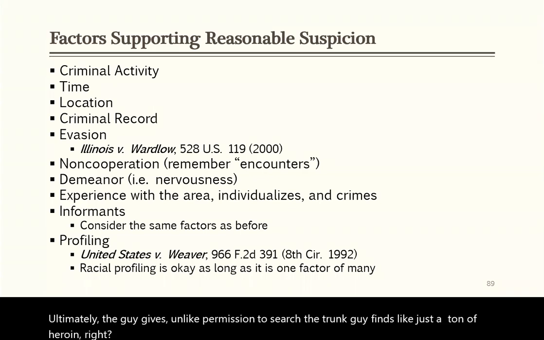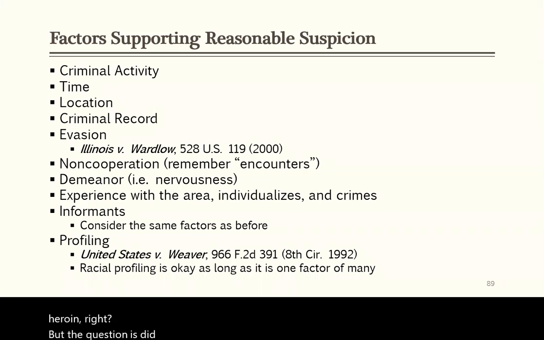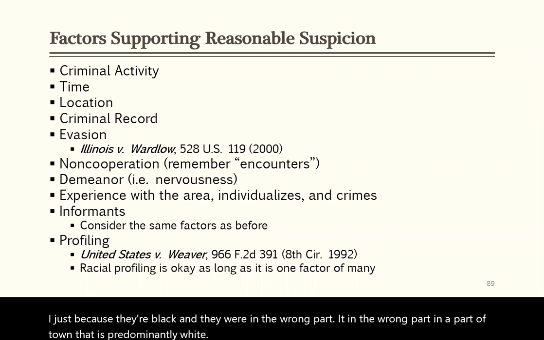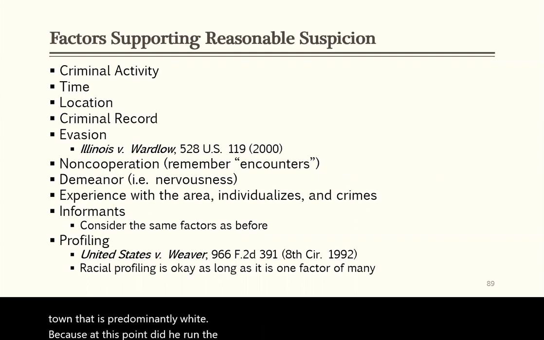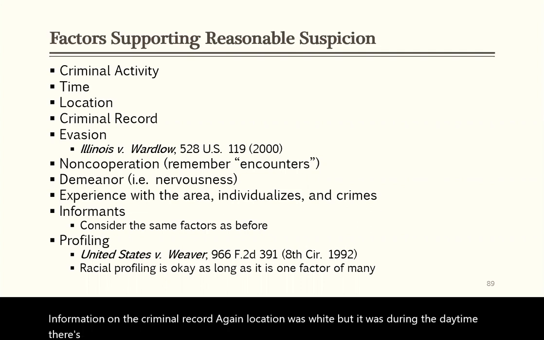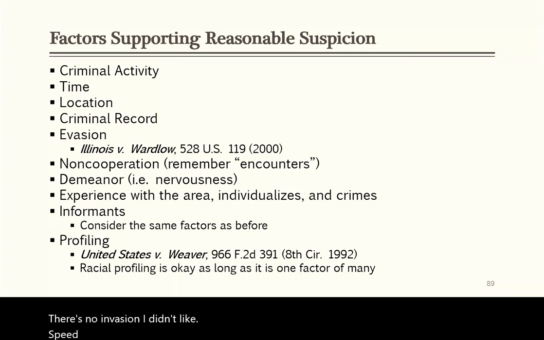But the question is, did you have reasonable suspicion to stop that person? Just because they were black and in a part of town that is predominantly white? Because at this point, did he run the plates? No, he didn't have any information on the criminal record. Again, the location was white, but it was during the daytime. There was no evasion. The guy didn't speed up, wasn't throwing things out of his car, anything along those lines.